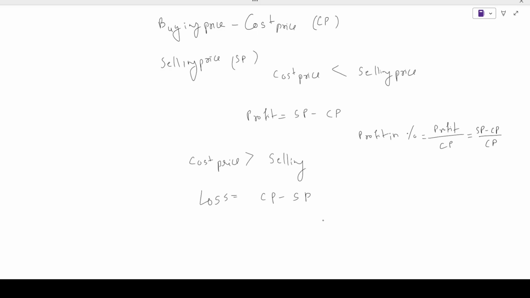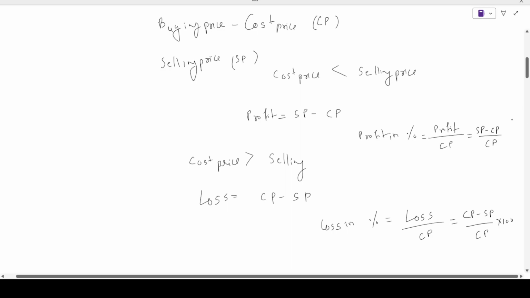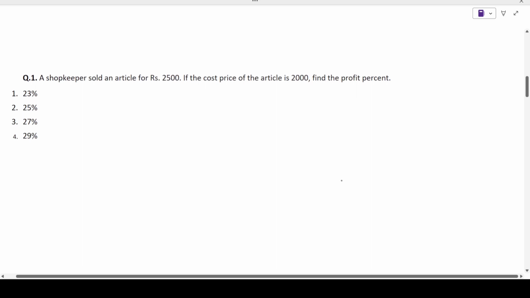In a similar manner, if we want to calculate loss in percent, we have loss upon cost price. So loss is cost price minus selling price divided by cost price. It will be multiplied by 100 in both the cases to obtain the percent. So I think we are clear on the concept of profit and loss. Let's proceed to the questions.